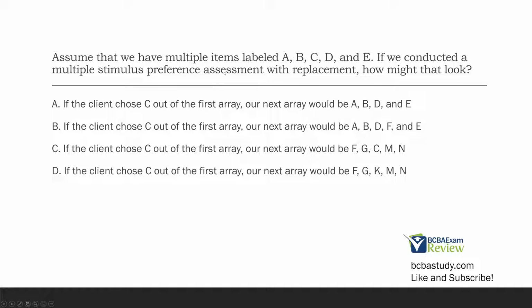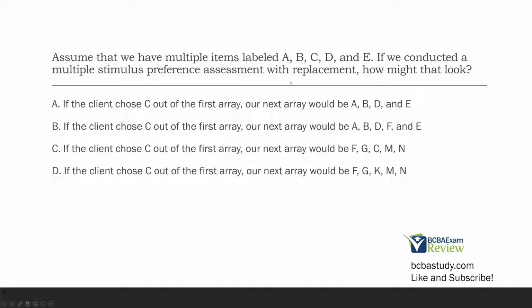Assume that we have multiple items labeled A, B, C, D, and E. If we conducted a multiple stimulus preference assessment with replacement, how might that look? Okay, stop, slow down. A lot going on in this question, especially when we start using variables and stimuli, it can get confusing. So let's slow down and break down what we're looking at.